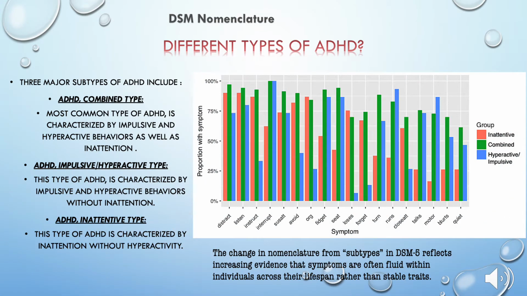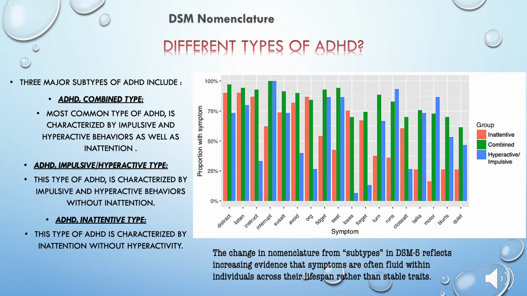DSM nomenclature. DSM stands for Diagnostic and Statistical Manual of Mental Disorders. It is a product of more than 10 years of effort by hundreds of international experts in all aspects of mental health. The changing nomenclature from subtypes in DSM-5 reflects increasing evidence that symptoms are often fluid within individuals across their lifespan rather than stable traits.